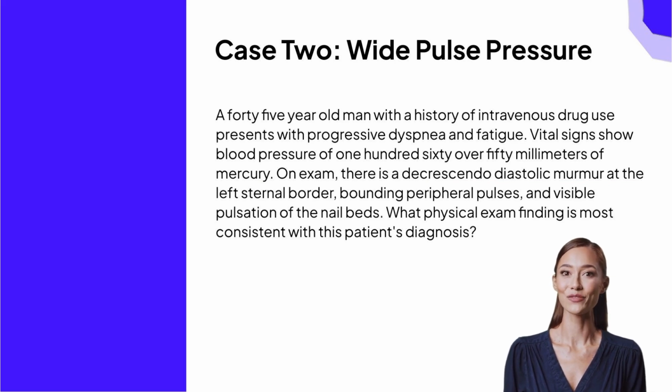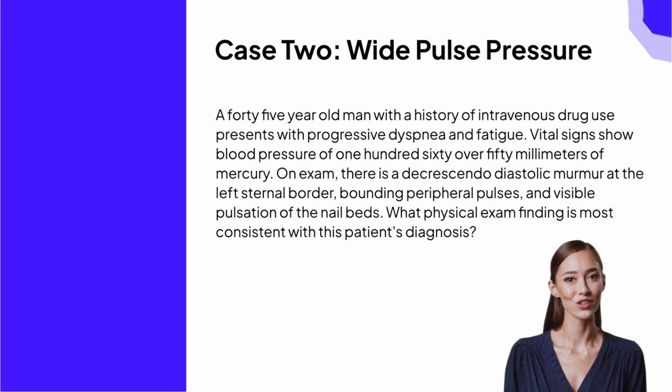Now let's look at a different pattern. Here we have a middle-aged man with intravenous drug use history presenting with dyspnea. The blood pressure is the huge clue here, 160/50. That's a massively wide pulse pressure of 110. We also have a decrescendo diastolic murmur and bounding pulses. This is classic aortic regurgitation. The question is asking about physical exam findings, so they want to see if you know the associated signs. The intravenous drug use history is also a hint toward endocarditis as the etiology.